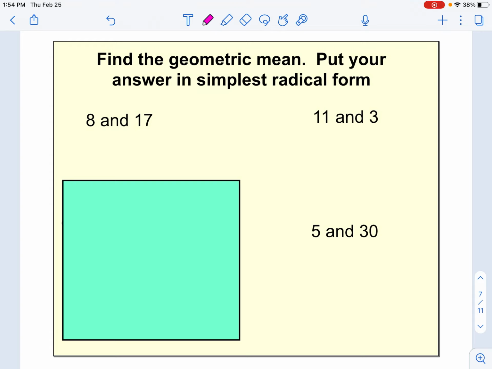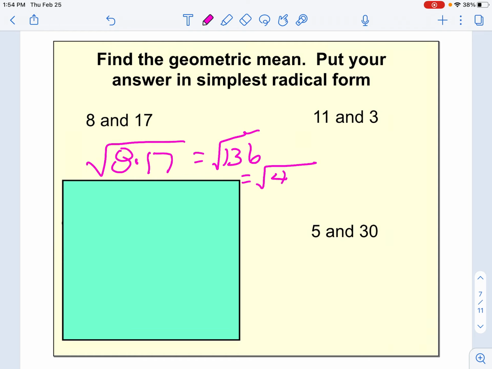So the geometric mean of two numbers is the square root of the product of those numbers. And so when you multiply 8 times 17, you get 136. In simplest radical form, I would look for a perfect square that goes in there. 4 goes in there 34 times, and then I take the square root of each separately to get the square root of 34. Okay? So that's how we do geometric mean.